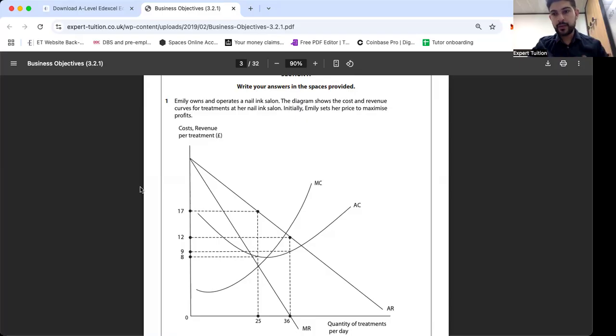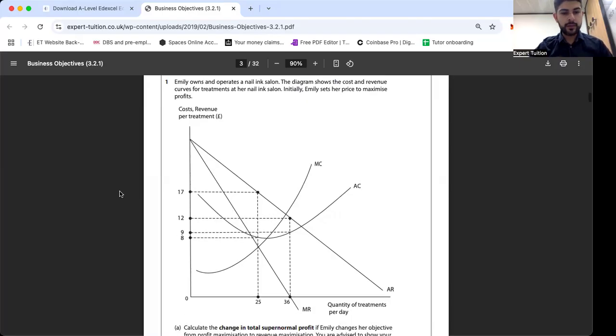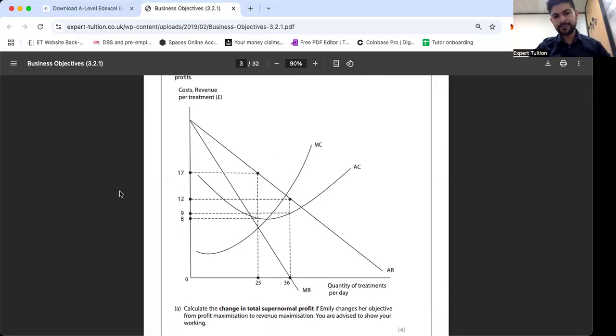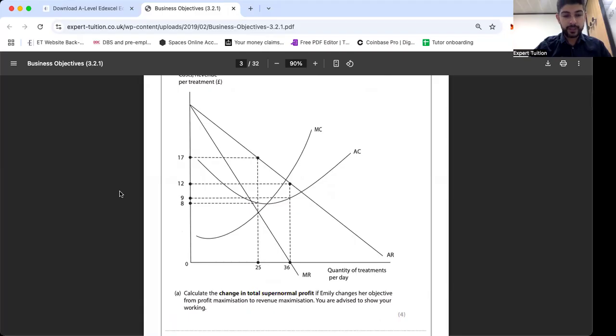But in terms of the rules, this is the diagram that we're presented with, and the question says this: Calculate the change in total supernormal profit if Emily changes her objective from profit maximization to revenue maximization. You are advised to show your working, about 4 marks. This should be really easy.